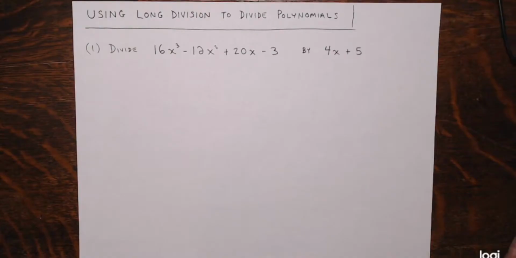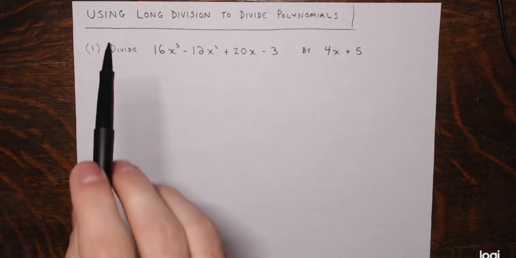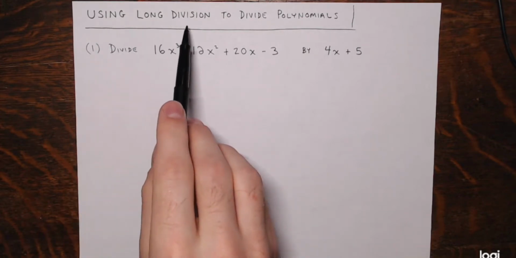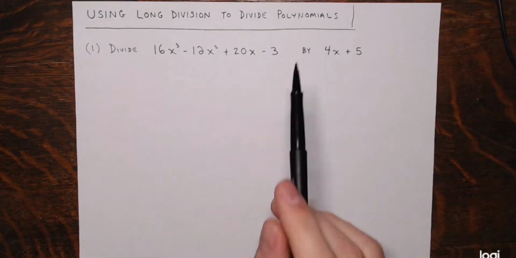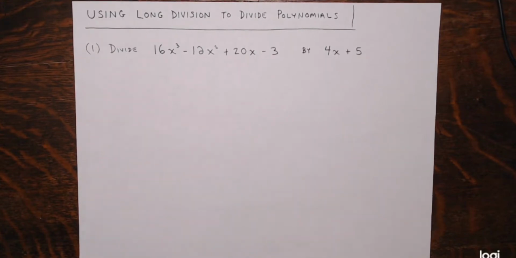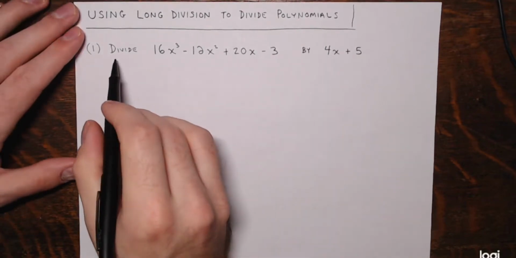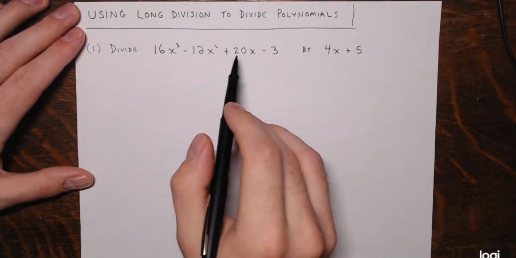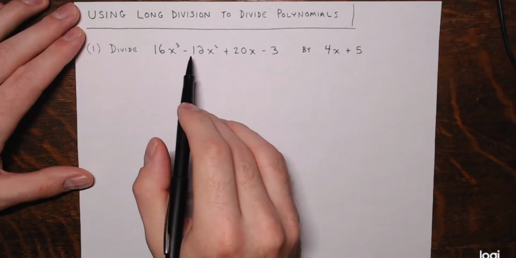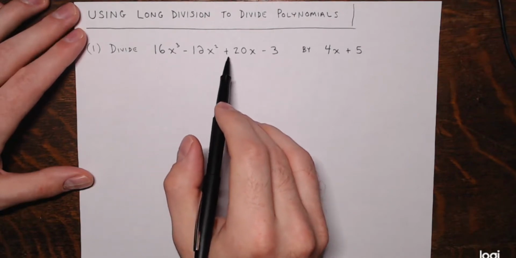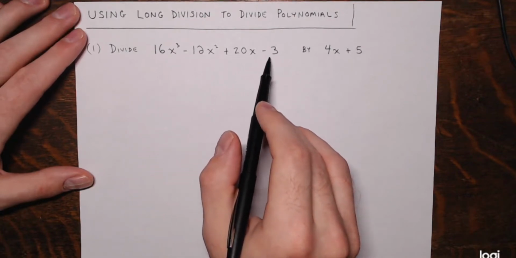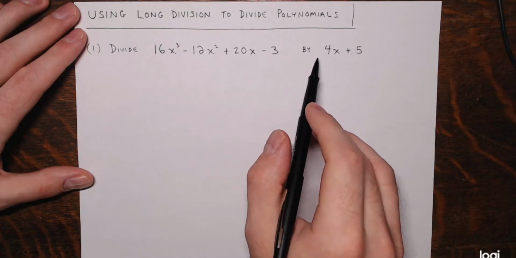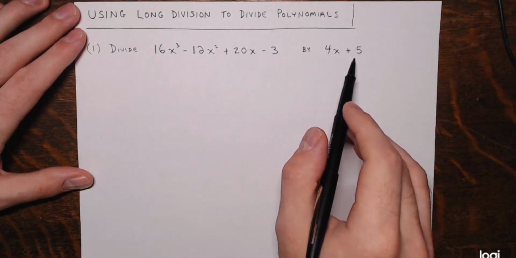Alright, so my first example, again, we're asked to use long division to divide the polynomials. We're asked to divide this degree 3 polynomial, 16x cubed minus 12x squared plus 20x minus 3, divided by 4x plus 5.